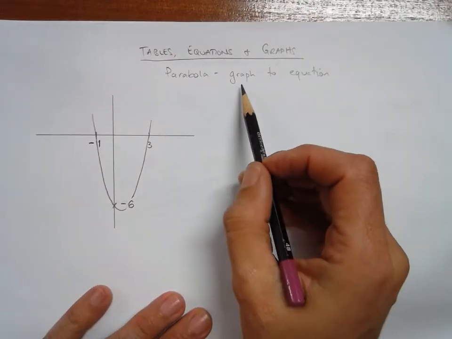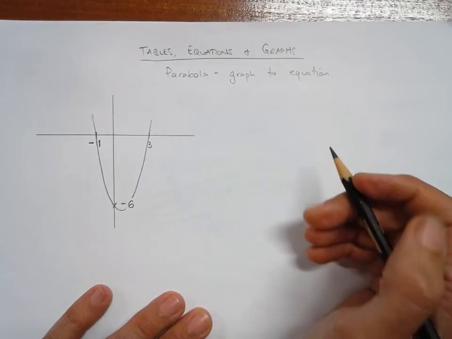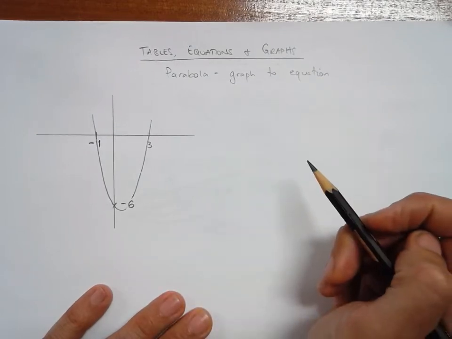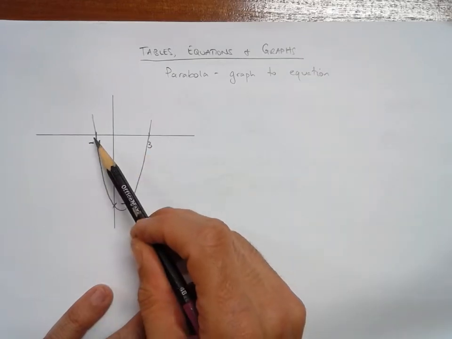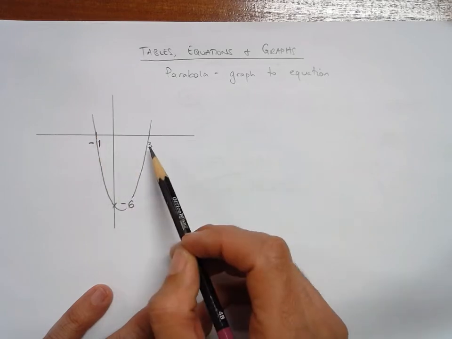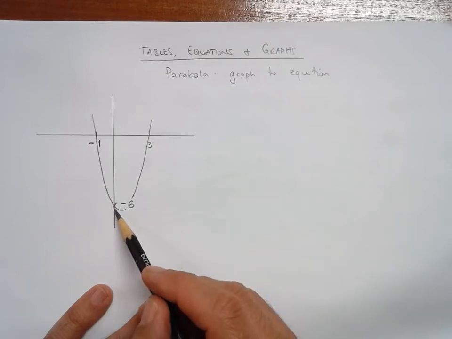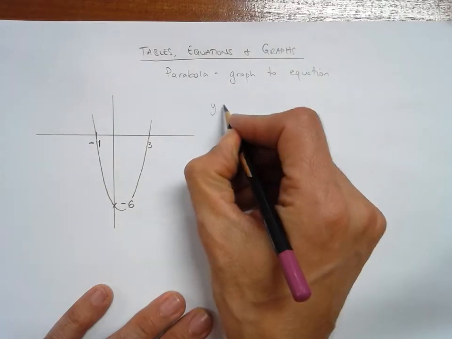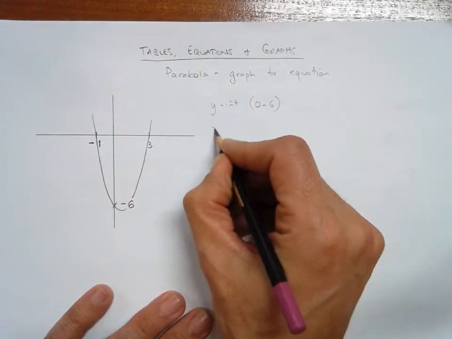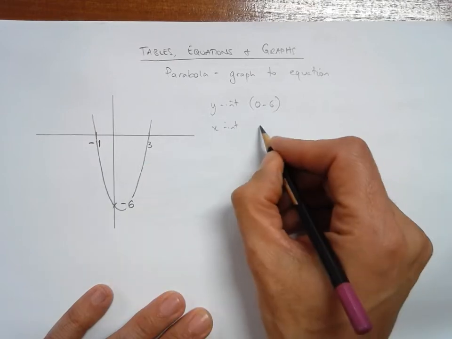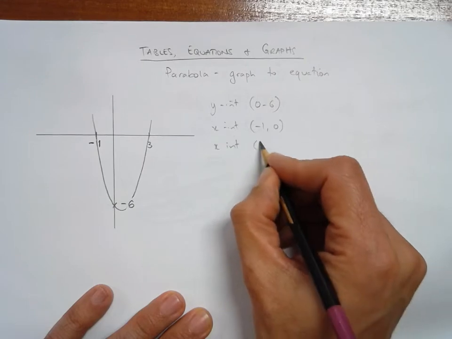If I'm given the graph of a parabola and want to write its equation, I can work backwards almost from the way we drew the graph from an equation for a parabola. So in this case here, I've got a parabola. It's got an x-intercept at -1, 0. It's got an x-intercept at 3, 0. And it's got a y-intercept at 0, -6. So my y-intercept is at 0, -6. I've got an x-intercept at -1, 0 and an x-intercept at 3, 0.